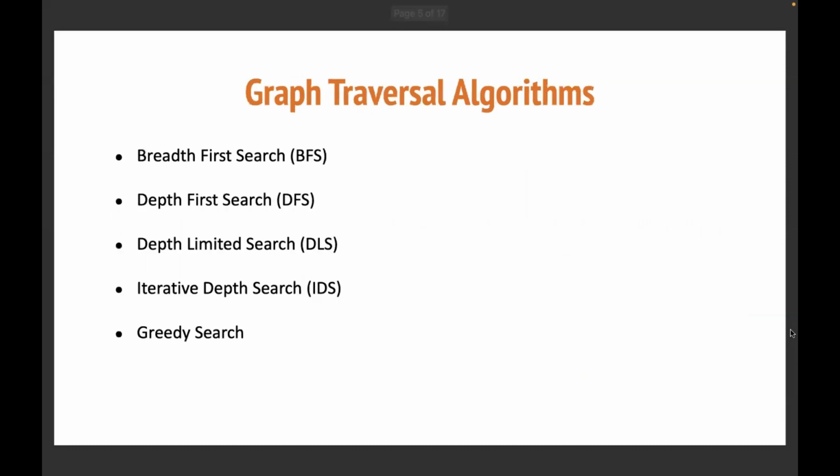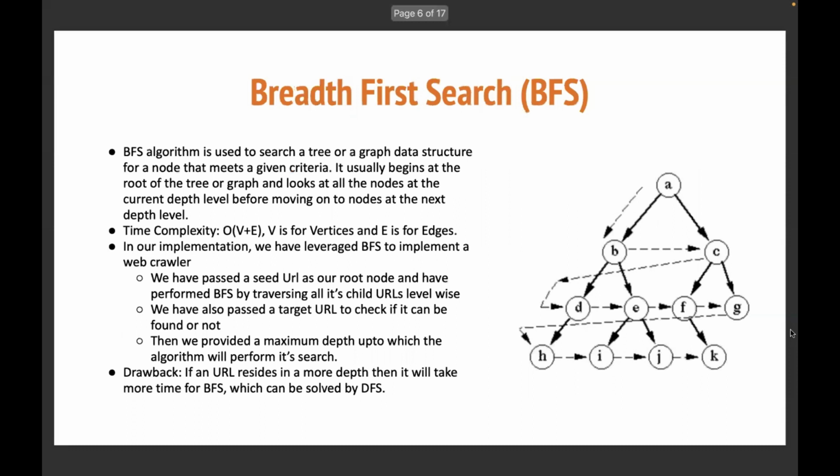So the first graph traversal algorithm we'll talk about is the breadth first search. The breadth first search is an algorithm that is used to search a tree or a graph, and it usually is there to find a node that meets the given criteria. It begins with the root node of the tree or the graph and looks at all the different nodes at the current depth level before moving on to the nodes at the next depth level.